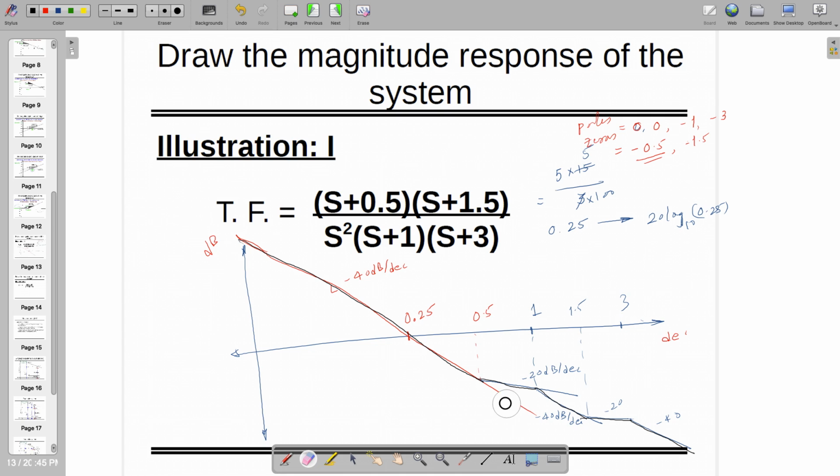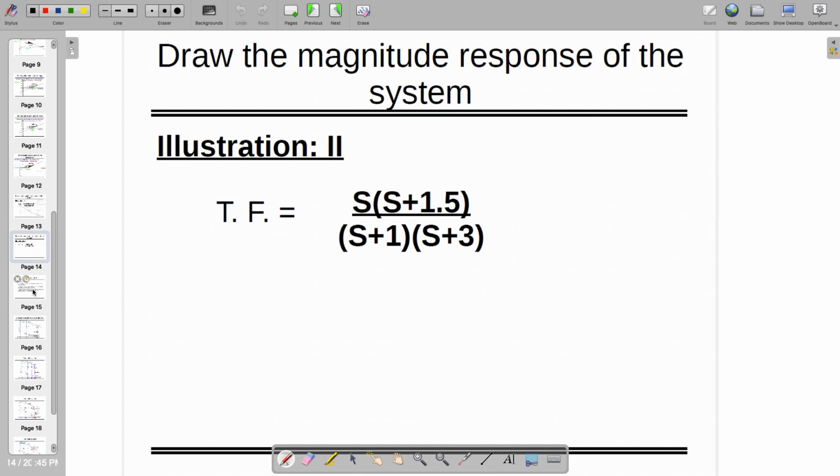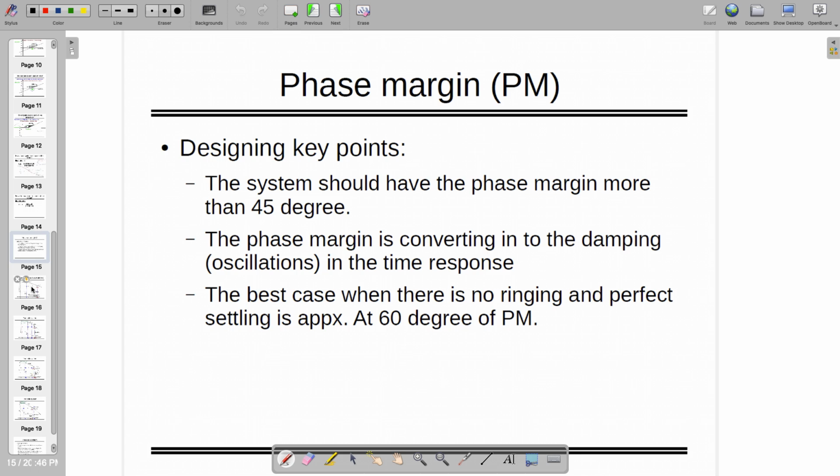So this is what you have studied, and this was just revision. That's why I'm going very fast on this. For different frequency responses, you can practice and find out the plot. But the most important part in terms of finding out stability is the phase margin. So how much phase margin is contributed by your frequency response. There are design key points, that your phase margin should be more than 45 degrees.